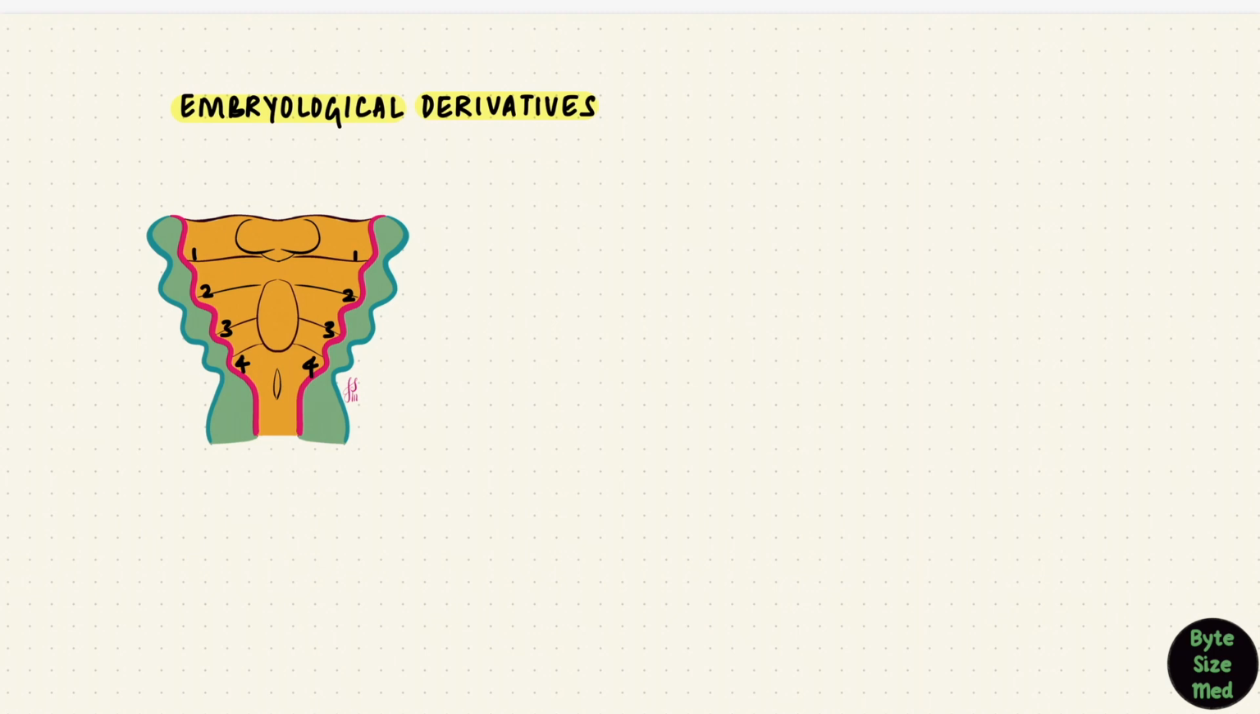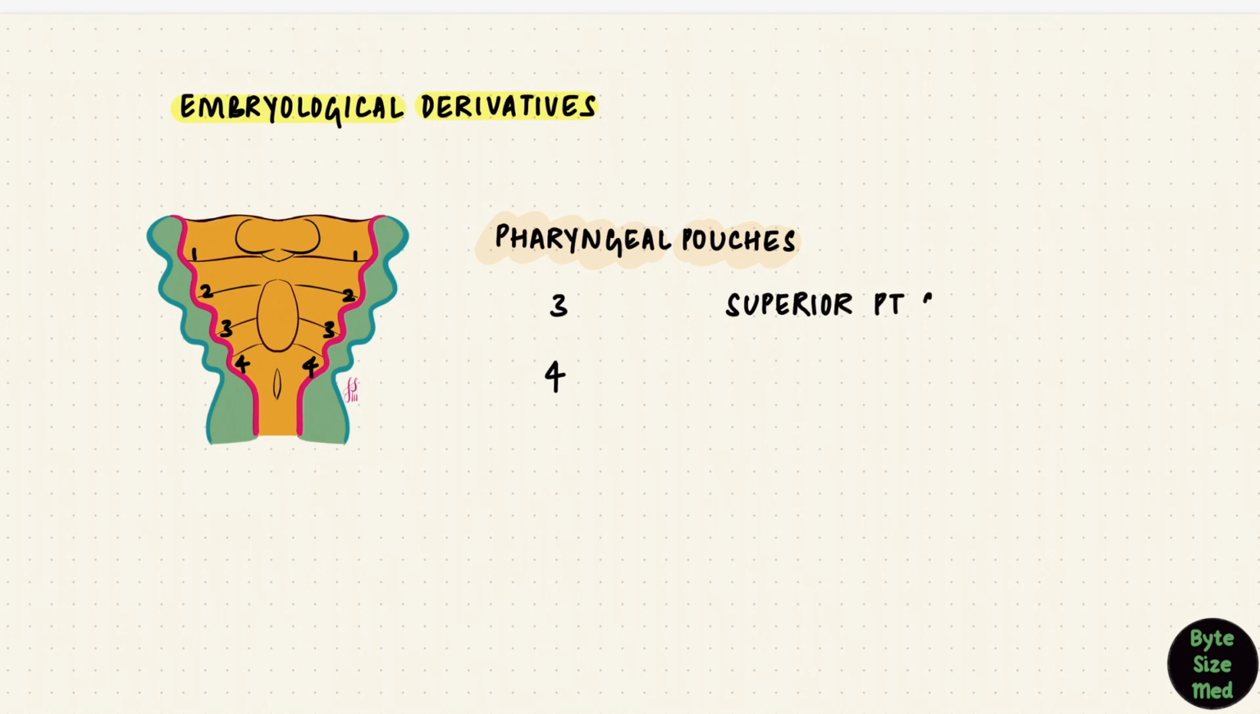Embryologically, the parathyroid glands come from the third and fourth pharyngeal pouches. Now, I know it feels like the third form the superior and fourth form the inferior glands, but no, it's the other way around. The third pharyngeal pouches form the inferior parathyroid glands, and the fourth form the superior.